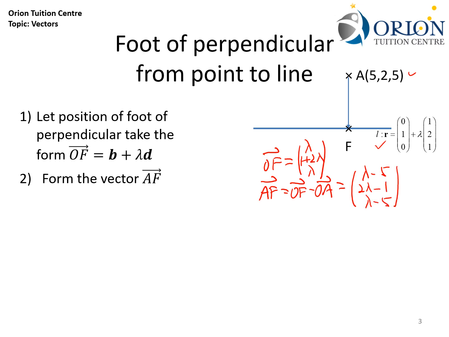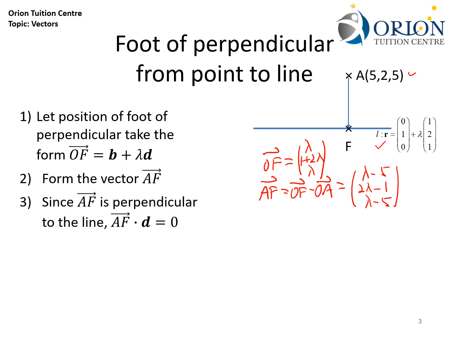And the reason for finding AF is because we know that AF is perpendicular to the line, and therefore we can make use of the dot product property, where dot product of the two perpendicular vectors equals to 0. So now I can say that lambda minus 5, 2 lambda minus 1, lambda minus 5, dot with 1, 2, 1, must be equals to 0.